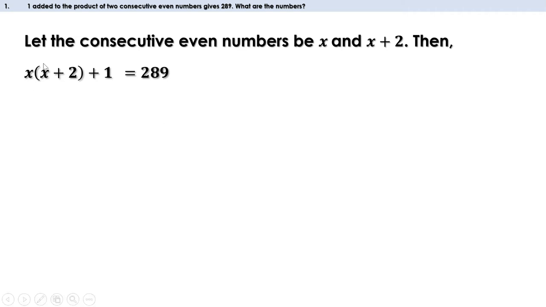Now let us multiply. x into x is x square, x into 2 is 2x. So we can write this as x square plus 2x plus 1 equals 289. Now we have already seen this.